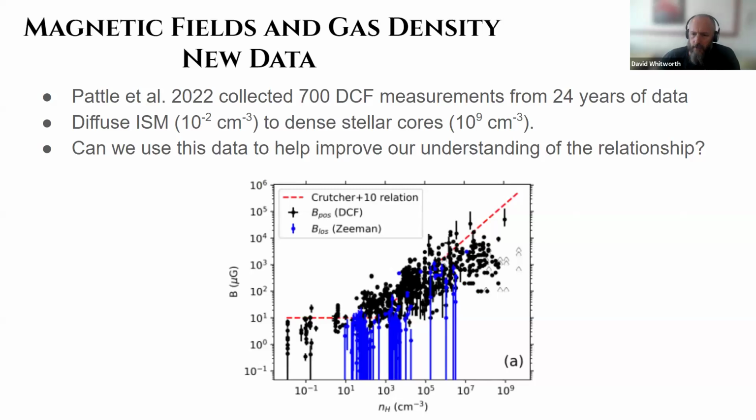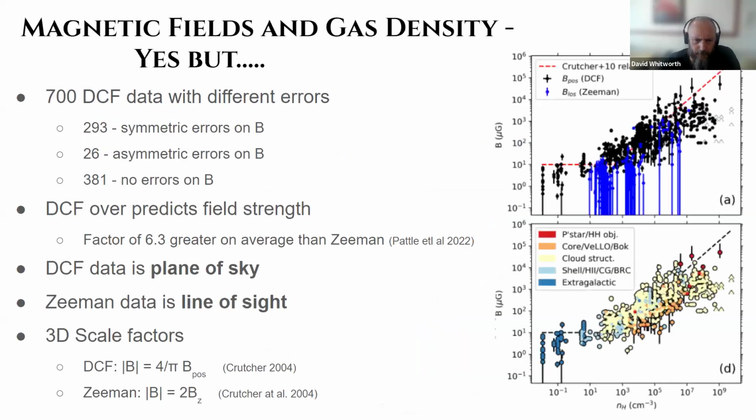So can we do this? Can we actually look at this? If we look at this Patel 22 paper, Kate collected 700 DCF measurements from 24 years of data. And this includes really diffuse 10 to the minus 2 gas, and it also goes up to 10 to the 9, so dense stellar cores. So can we actually use this data to improve our fits? And so this is what I have been doing.